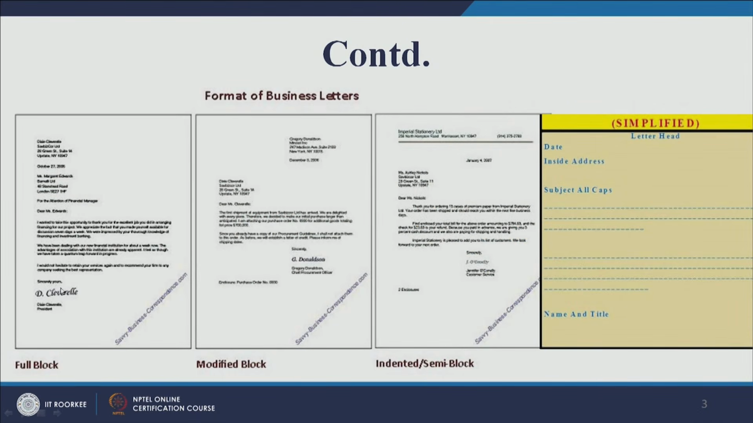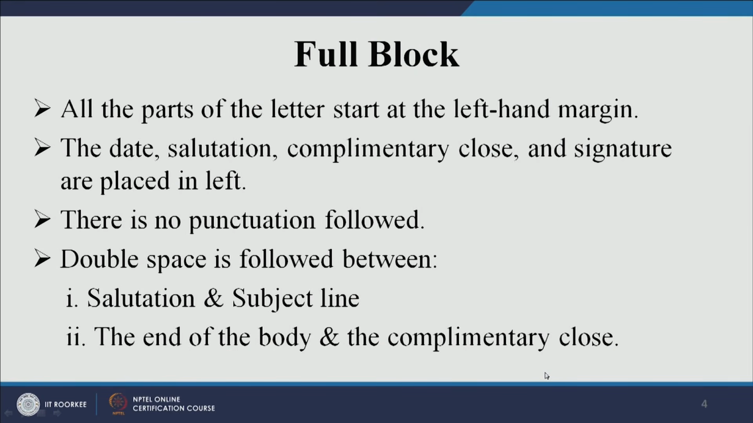If you have a look at letters being drafted nowadays and the layout of letters, you can see here all four formats given. The first format is a full block one, the second is a modified, the third is indented, and the fourth is simplified. Now, what are the characteristics of a full block format? Nowadays, in most organizations, the full block format is much in use. Why do we call it full block, and what are its characteristics?